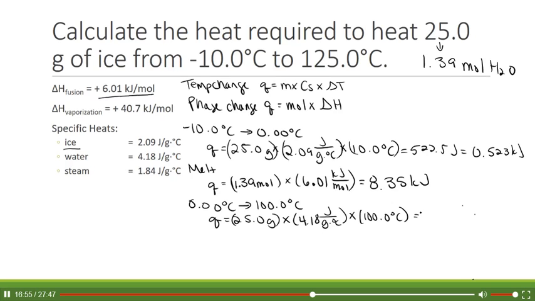Which gives us 10,450 joules. Again, I'm going to convert into kilojoules, 10.5 kilojoules. Then we need to evaporate. I'm actually going to put evaporation over here.